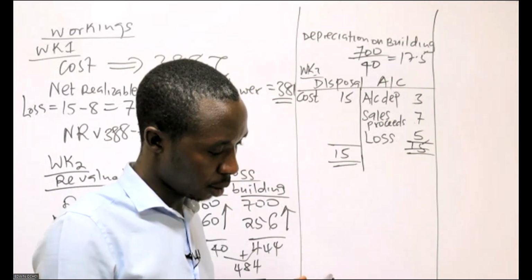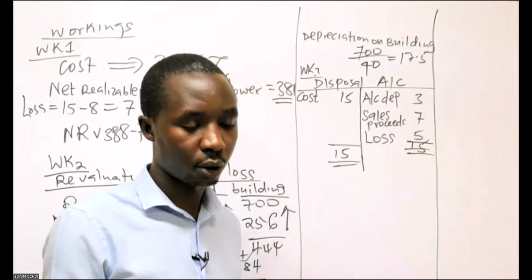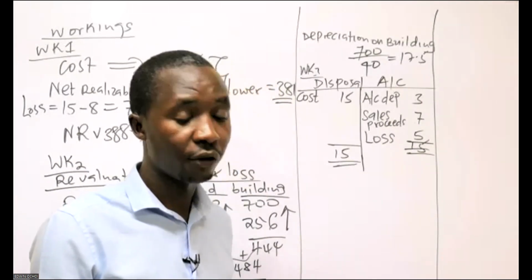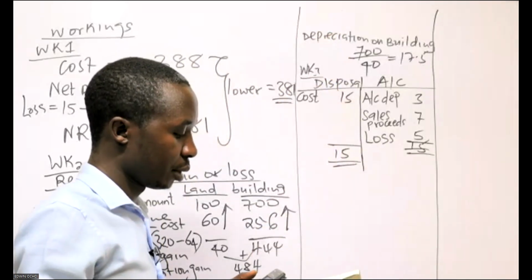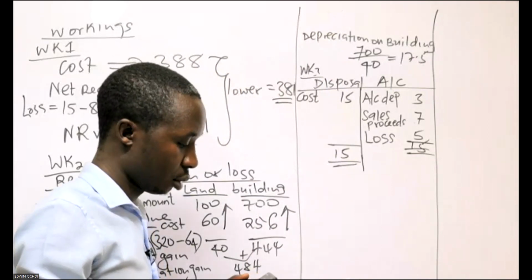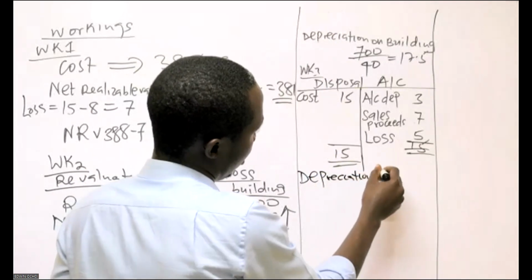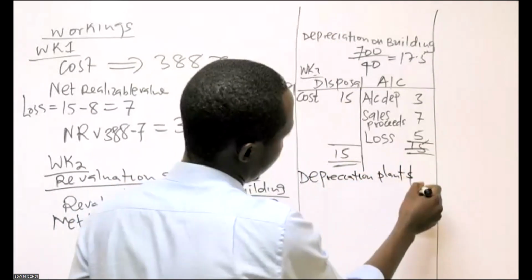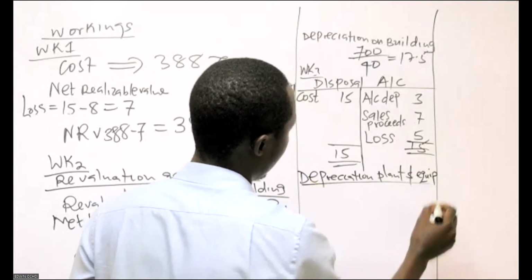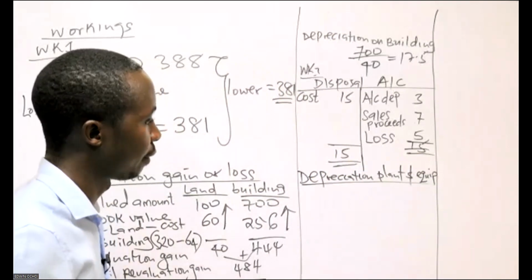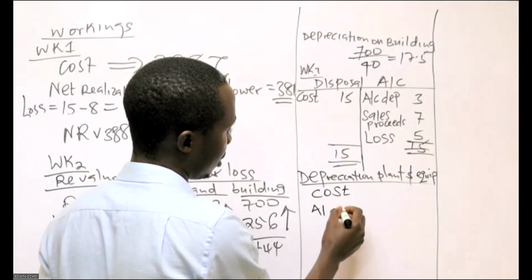So number 5, depreciation rates as per the company's policy are as follows. Building over the useful life period, we have already done that. Plant and equipment, 20% reducing balance method. So depreciation on the plant and equipment, reducing balance. We have to check the cost, we deduct accumulated depreciation.